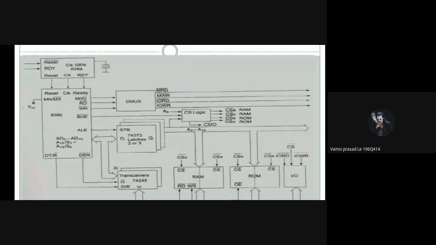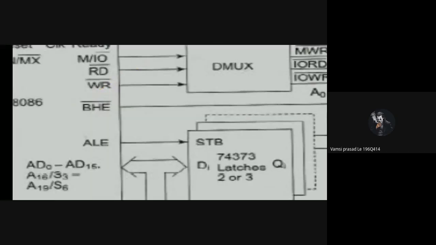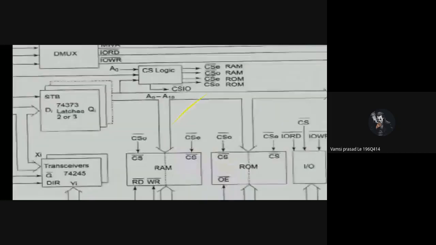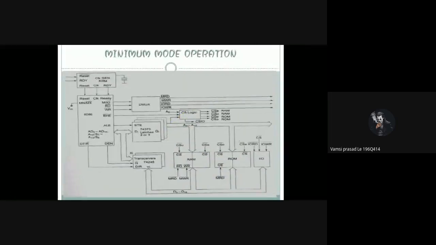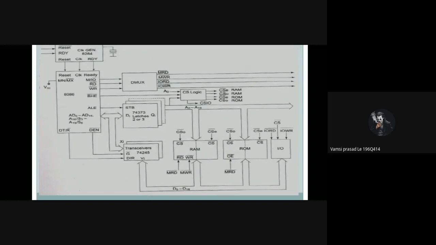So here we are using some components. We are using a clock generator to control the operations, in order to activate the microprocessor. We are using latches, transceivers, memory devices, and control circuits. Everything is connected externally to the microprocessor circuit. So this is your microprocessor circuit, and everything is connected externally.